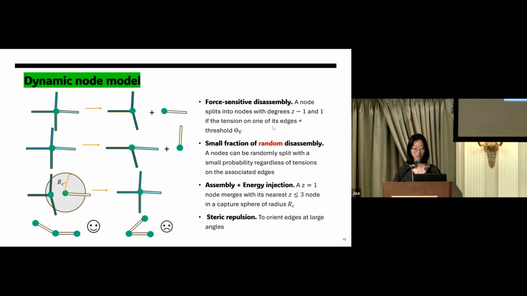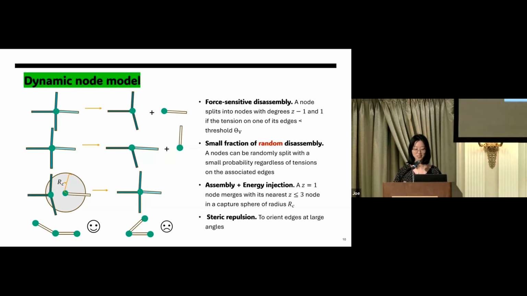Yeah, and parallel to that, we have a dynamic node model. That means each node can be split if the pulling force on one of its edges is below a certain threshold. And we also have a small fraction of random disassembly, where a node can split regardless of the tension on it.